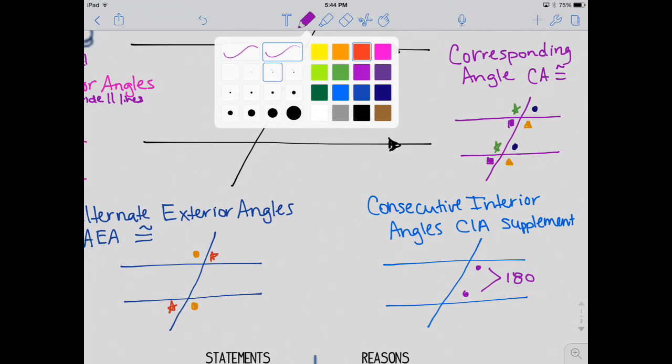So the first one is given, and for the sake of time, I'm not going to write the given statement, but you can go ahead and pause and do that. So then it says angle 4 is congruent to angle 2. Well, they are on the top of the parallel lines, right side of the transversal, so that makes those corresponding.